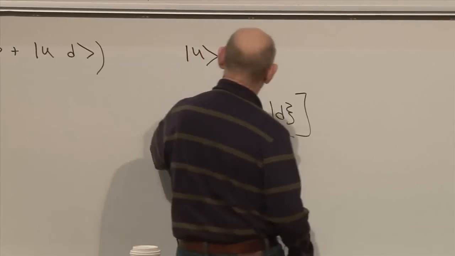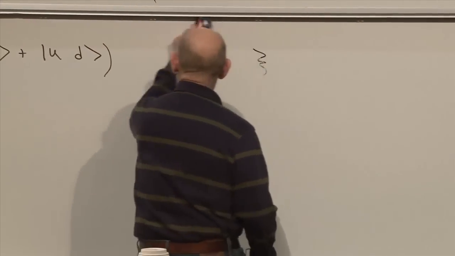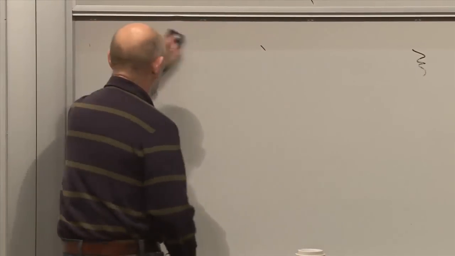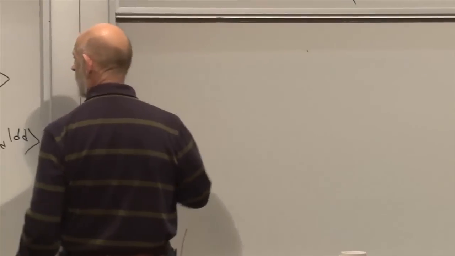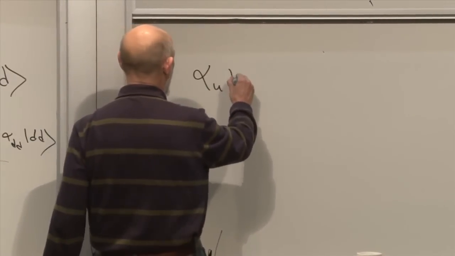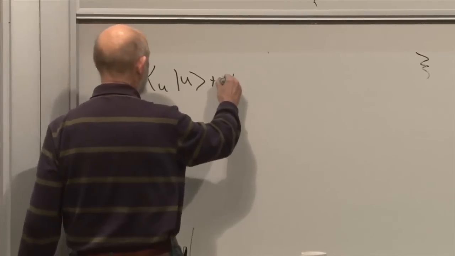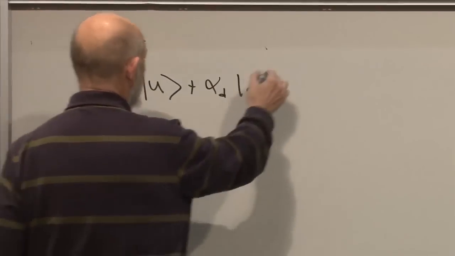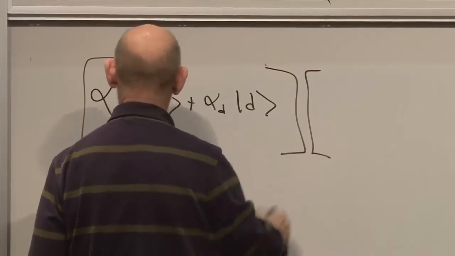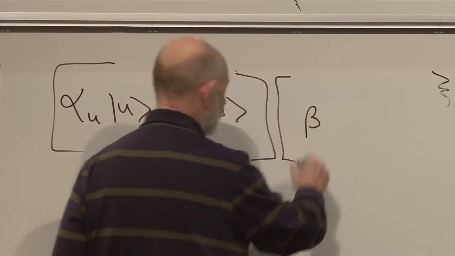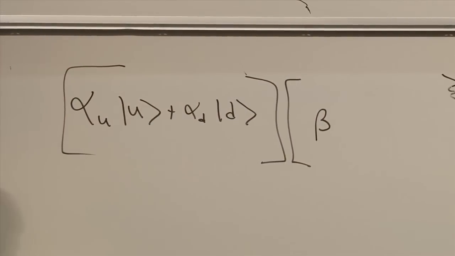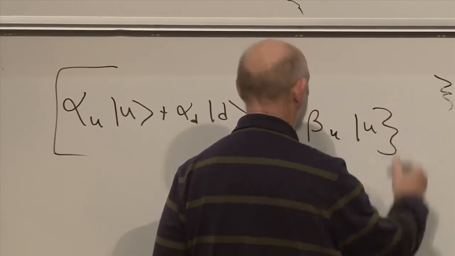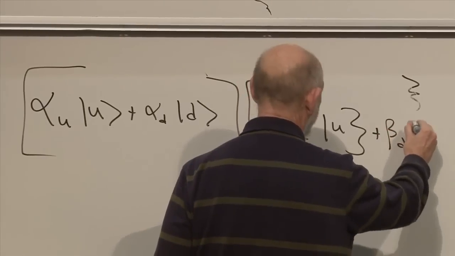Let's write the most general product state. This is not the most general product state. The most general product state can be written as follows: alpha up, up, plus alpha down, down. That's for sigma. And then for tau, let's call the coefficients beta: beta up, up, plus beta down, down.